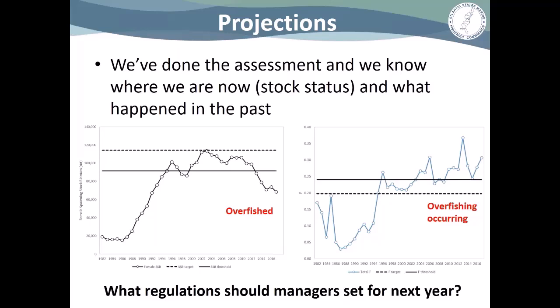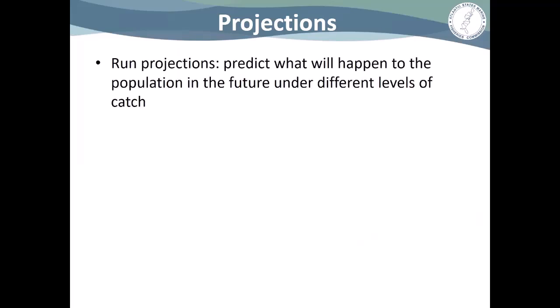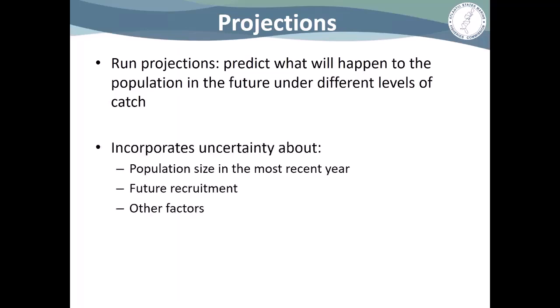So what we do is basically run projections. That is, we take where we are in that last year and project forward, or we predict what will happen to the population in the future under different levels of catch. This incorporates uncertainty about a bunch of different things. So we haven't really talked about uncertainty here yet, but projections are really where they come into play. I've showed you that graph with the lines, as if it's a single value, that F is 0.3 in that last year. But really what comes out of the model is we say F is most likely to be 0.3. Maybe it's a little higher, maybe it's a little lower.